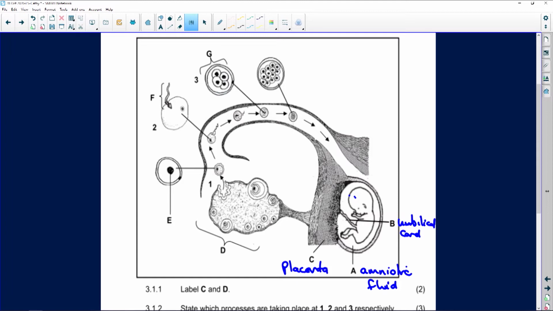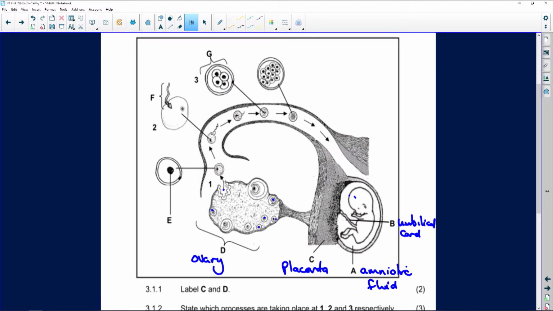This D is the ovary. This is such a nice diagram because it shows you all the different processes. You start here and it goes and goes and goes, and then boom, we have fertilization, at least ovulation.